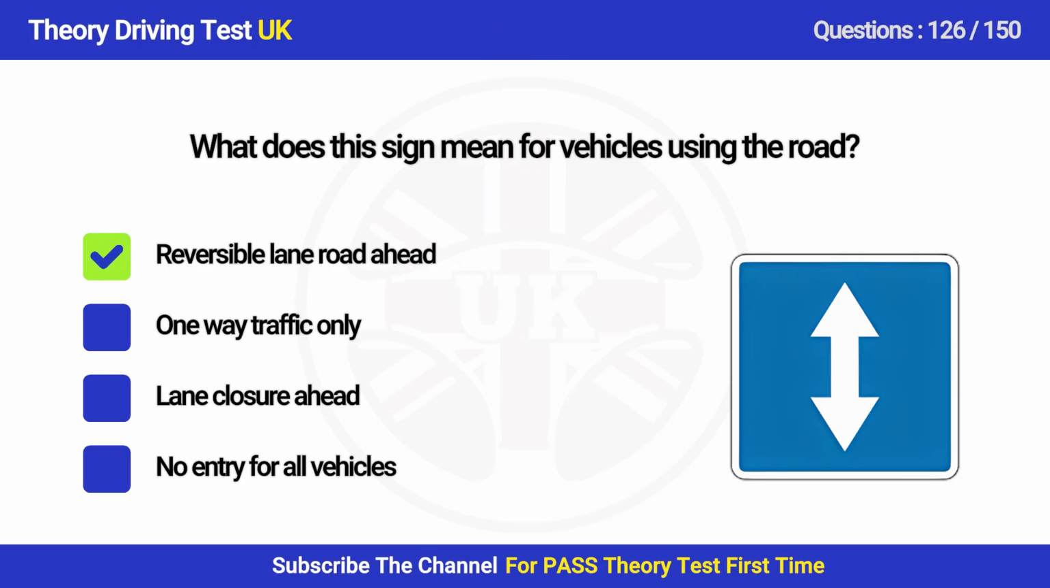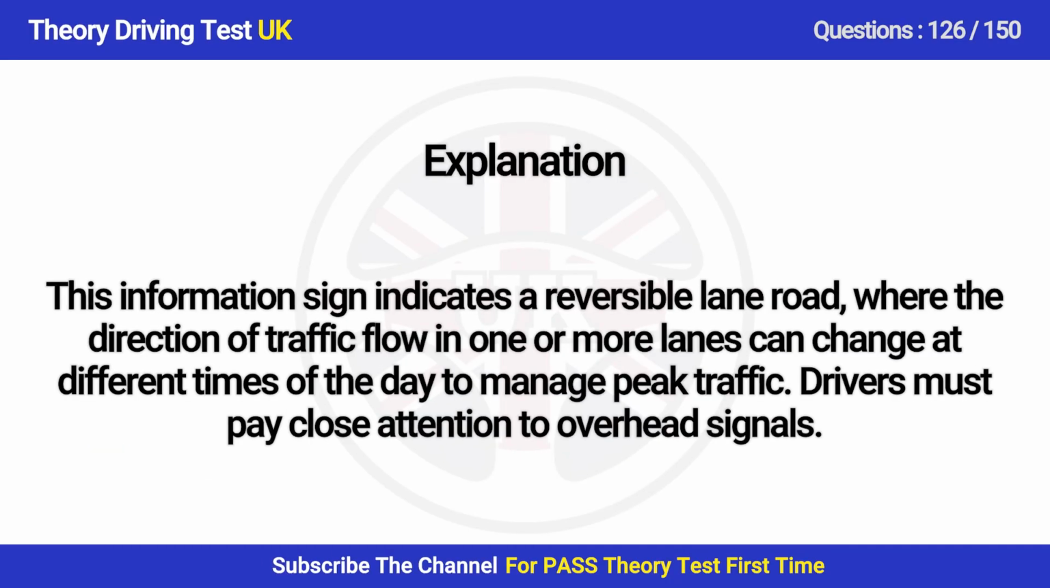Answer is A. Reversible lane road ahead. This information sign indicates a reversible lane road, where the direction of traffic flow in one or more lanes can change at different times of the day to manage peak traffic. Drivers must pay close attention to overhead signals.